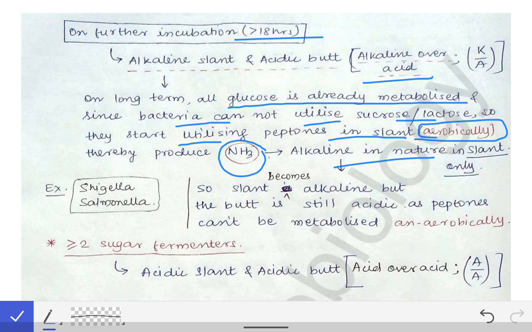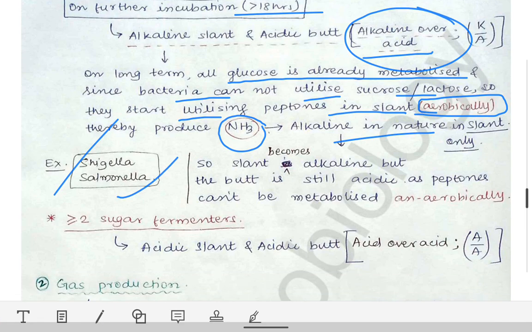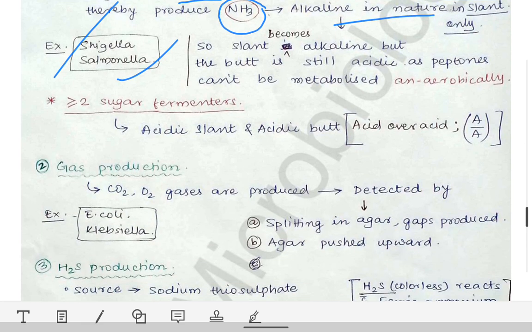There is no change in the color of the butt. So it is producing the alkaline over acid reaction on incubation for a prolonged period of more than 18 hours. So the examples are Shigella and Salmonella. Okay, and the next one is the more than two sugar fermenters.